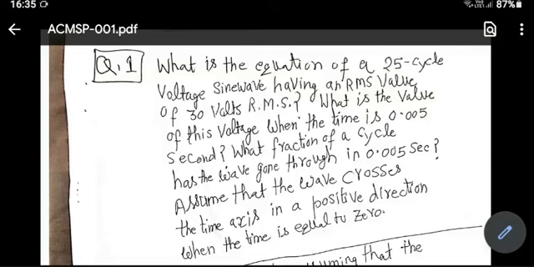Second part. What fraction of a cycle has the wave gone through in 0.005 second? Third question. Assume that the wave crosses the time axis in a positive direction when the time is equal to 0.